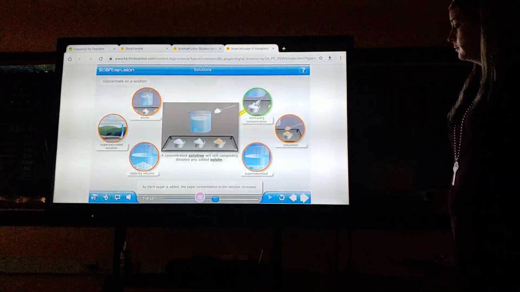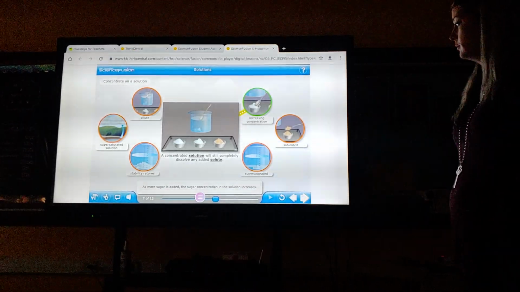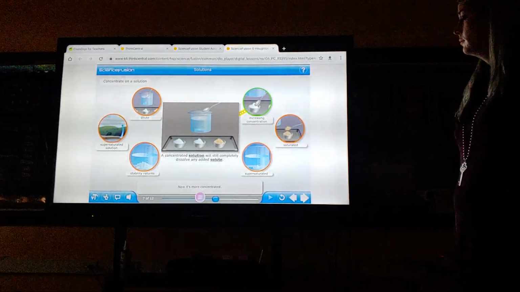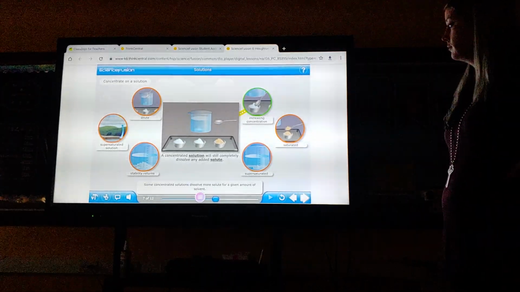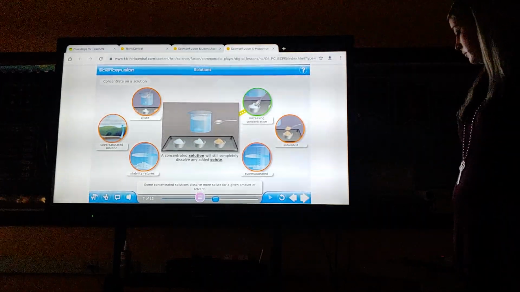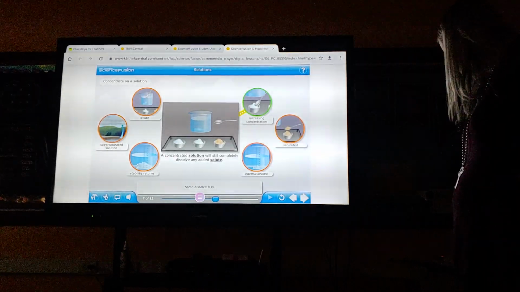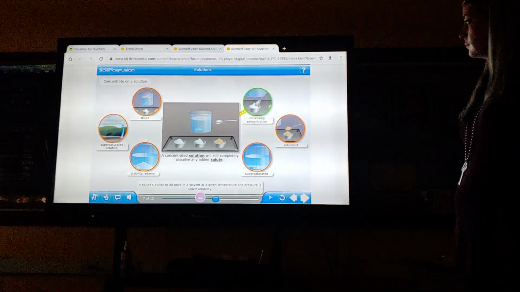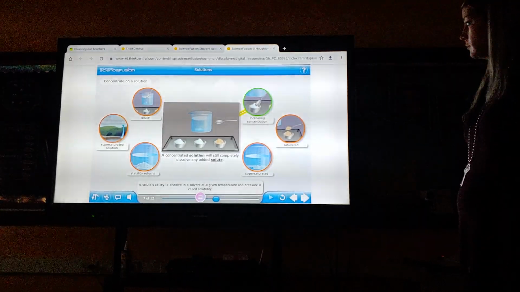As more sugar is added, the sugar concentration in the solution increases. Before, the solution was dilute. Now it's more concentrated. Some concentrated solutions dissolve more solute for a given amount of solvent. Some dissolve less. A solute's ability to dissolve in a solvent at a given temperature and pressure is called solubility.